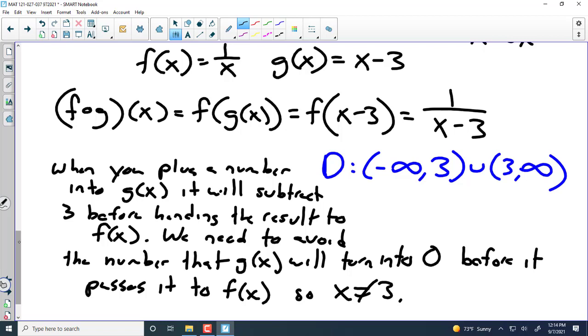So just remember this, with compositions, find the domain before you simplify, but just be aware the domain might change from what you think it might be with the original functions. Because a composition behaves differently than a combination. With a combination, both functions get the number at the same time. With a composition, one equation gets it first, and it has a chance to mess with it before it gives it to the other one. That's why it can change the domain from what you think.